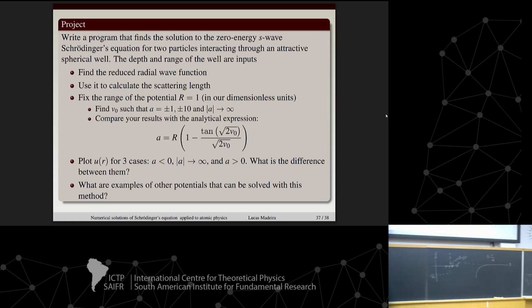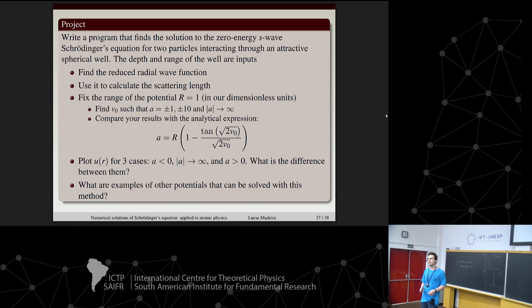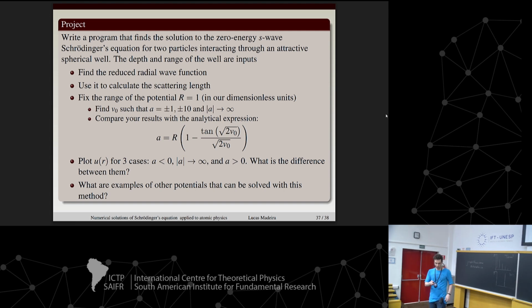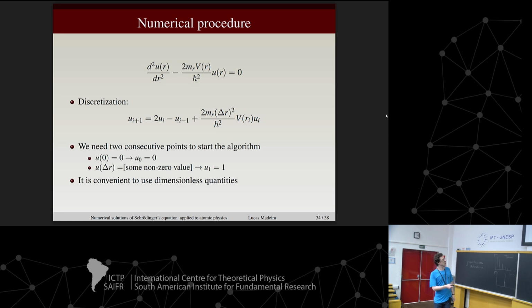Yeah, the second. Microphone. Why are you taking the second point as 1? I mean, the initial 2 points. U0 is 0, that I understand, to avoid the divergence. But why is U1 1?